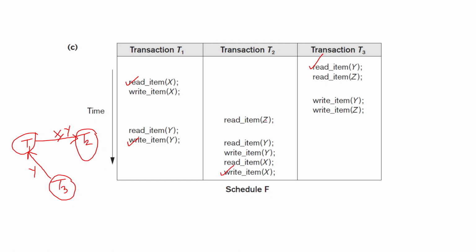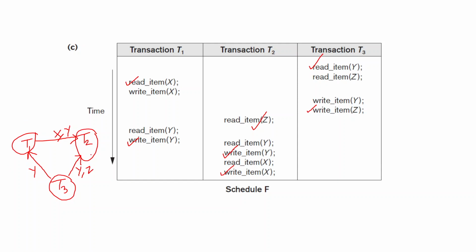So T2 and T3, let us see. We've got a read item Y here. We have got a write item Y also, which means T3 to T2 is there. So we need an edge from T3 to T2, which is based on Y. And there is no write for Z here, so no conflict will be there, right? But here we've got a write item Z here and a read item Z here, which means T3 to T2 again, based on Z there is a conflict.